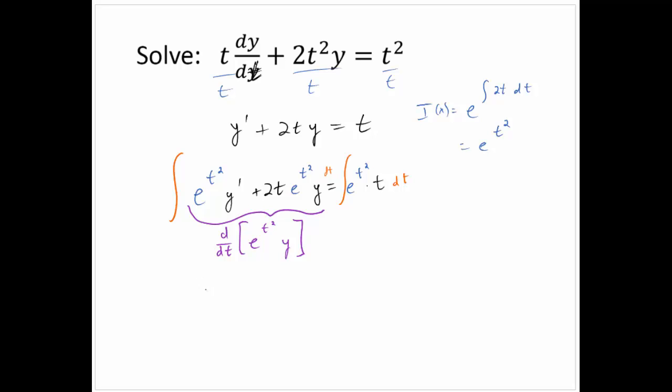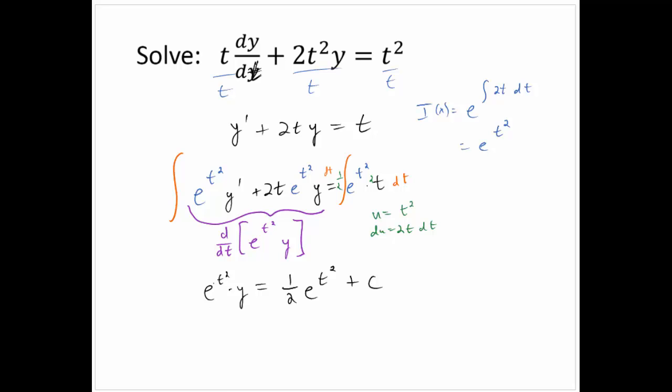And so then that would yield e to the t square times y is equal to, now on this integral we have e to the t square times t dt. I think we have to use a substitution there. We'll let u equal t squared, then du is equal to 2t dt. So I would need a 2 and a 1/2 on the outside. And so then I'd have 1/2 e to the u du. So that's 1/2 e to the u plus a constant. And so that would be 1/2 e to the t square plus the constant.